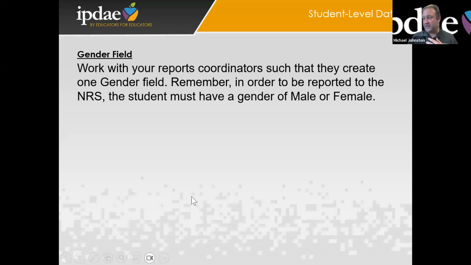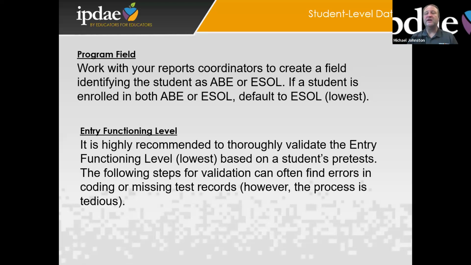We're continuing on, making progress. So work with your reports coordinators, understand the gender, get them to put it on a report for you, and that way you can look. And then next, ask if the gender is missing, or it's unknown, or it's not male or female, what happens to that population? What happens to the way they are reported? So we are getting closer to our time.